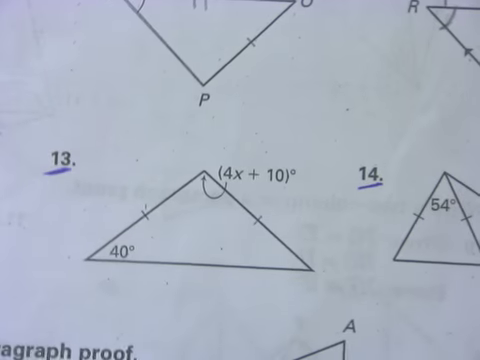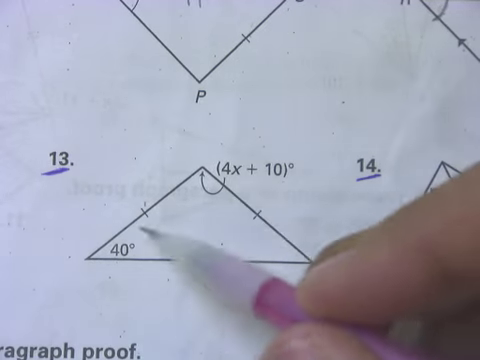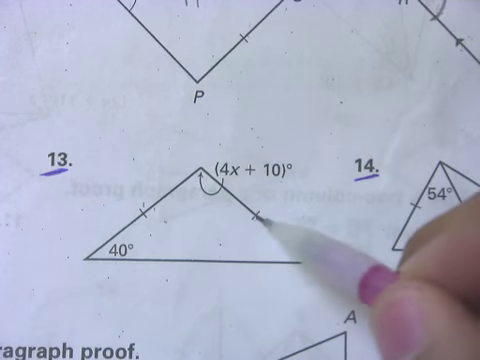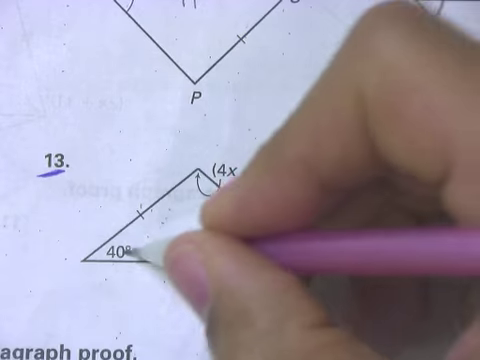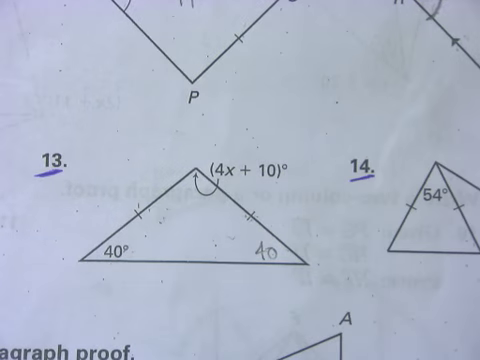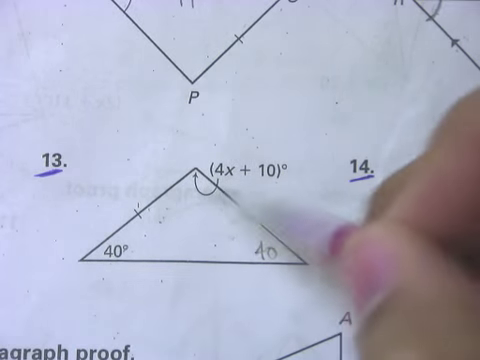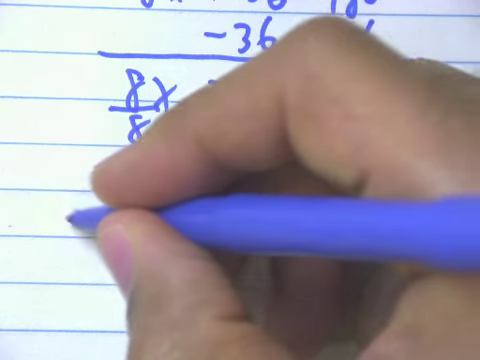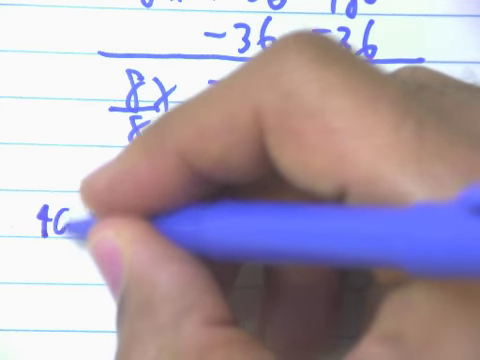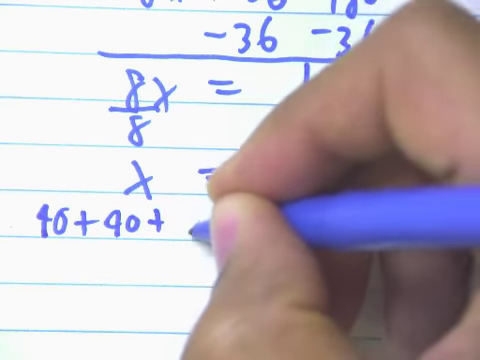So for number 12, we took all the angles, added them together, set them equal to 180, and we got that x is equal to 18. Let's take a look at number 13. Again, I have an isosceles triangle. These sides are equal. I know that these base angles are congruent, so this is 40. This is also going to be 40 degrees. If I add them all together, they should equal 180.